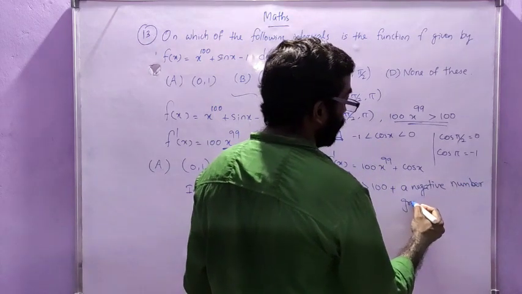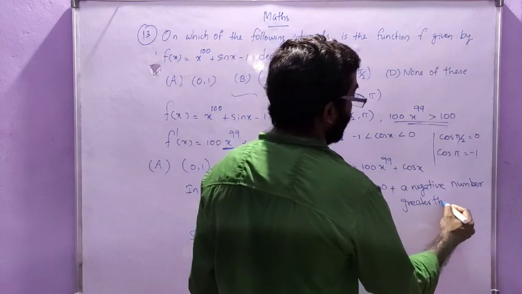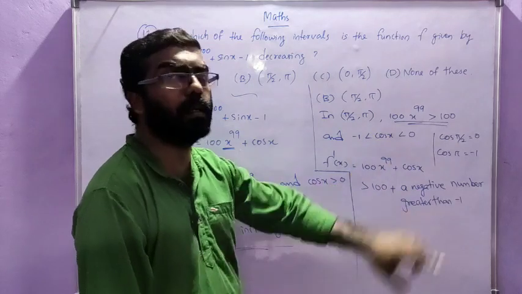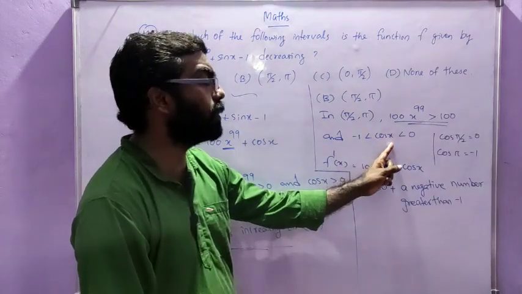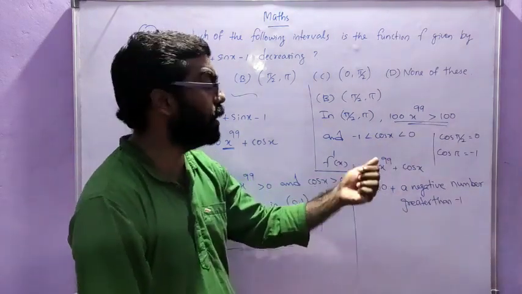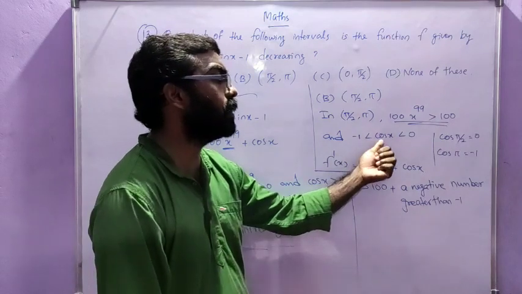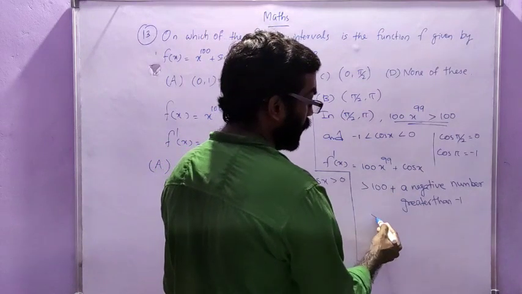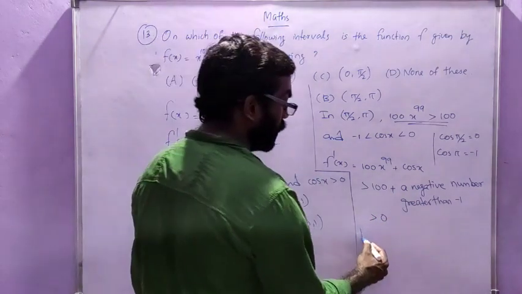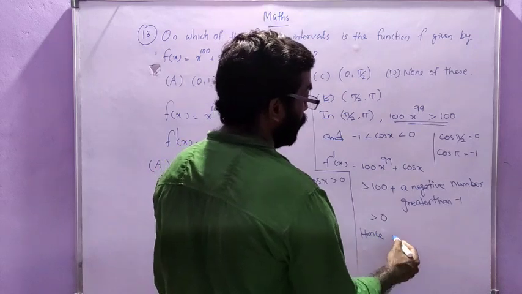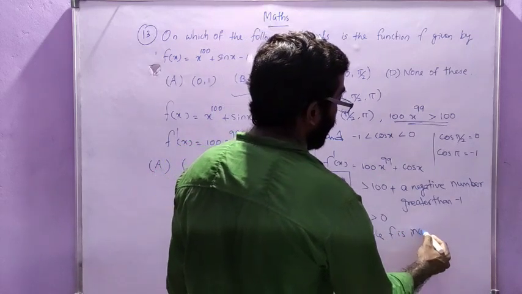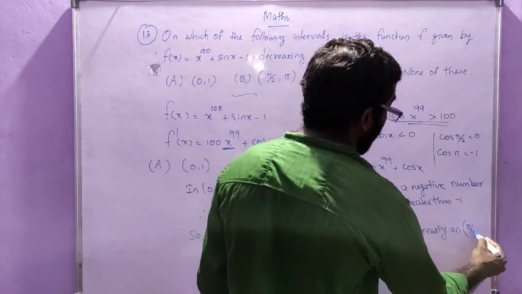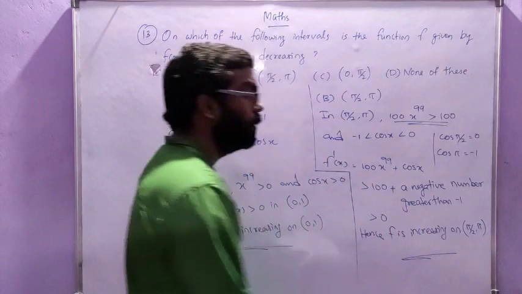A negative number which is greater than minus 1. Minus 1 less than cos x less than 0. That means the value of cos x is more than minus 1 and less than 0. So it will be greater than 0. So hence we can conclude, f is increasing on the open interval pi by 2 comma pi.